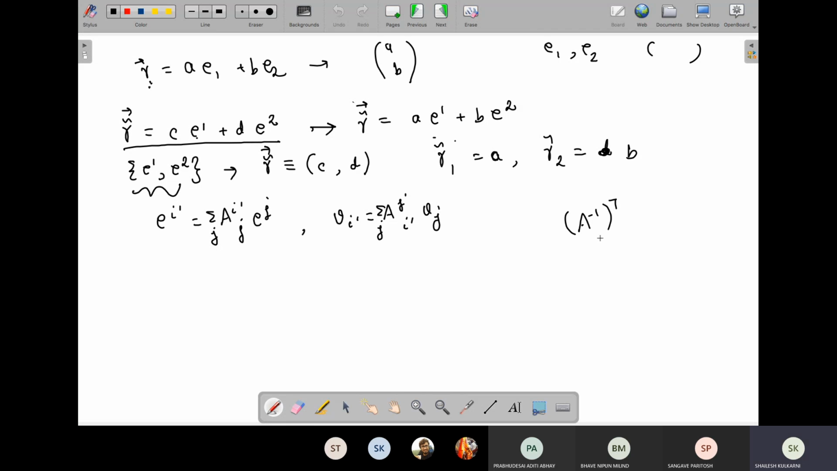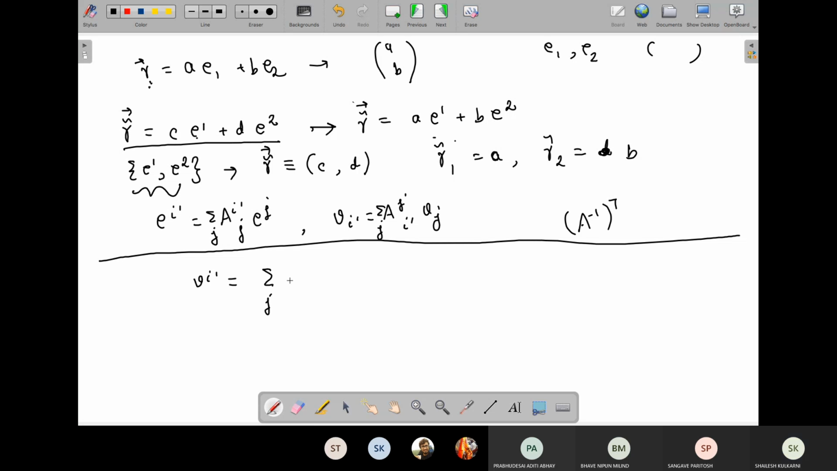But this is one specific case. In this specific case, A inverse, we are getting an orthogonal matrix. It's not general. In general, it may or may not be the case. So this is the classification of vectors, the transformations of vectors and dual vectors. So how do vector components transform? V_i' equals the summation over j of A_i'j V_j, and this is the takeaway message.